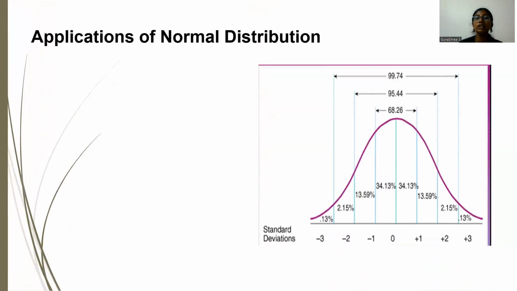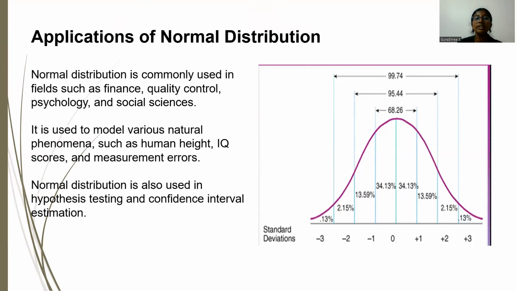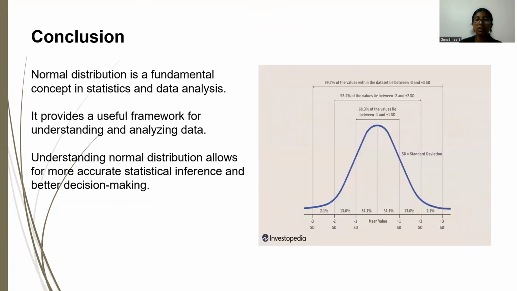Whereas the normal distribution plays an important role. It is commonly used in finance, quality control, psychology, and the social sciences. It is also used to model various natural phenomena such as human height, IQ scores, and measurement errors. It is also used in hypothesis testing and confidence interval estimation.